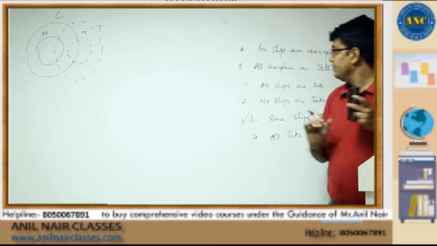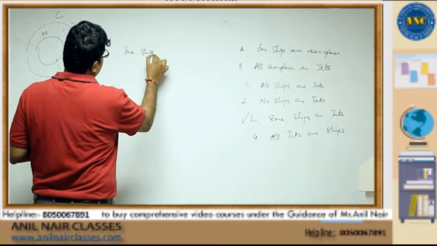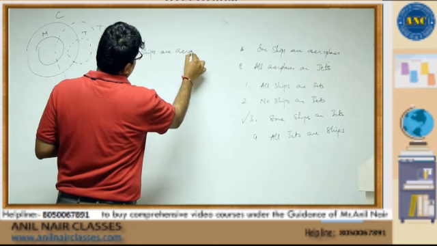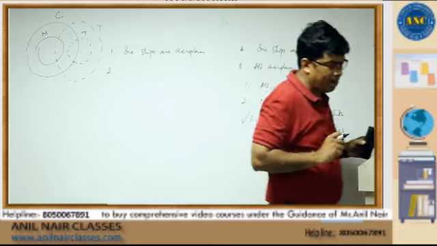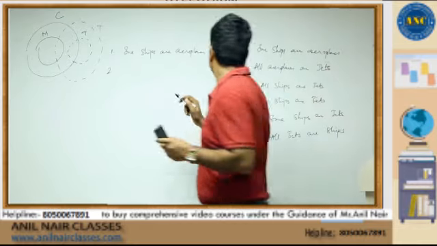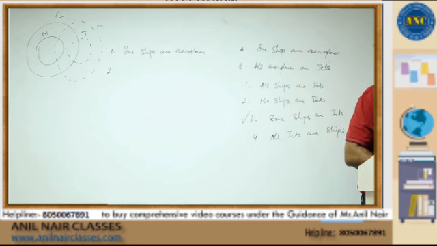Some ships are aeroplanes. All aeroplanes are jets. Oh, same again. Some aeroplanes are tankers. What is this? Okay, sorry. Take an example.